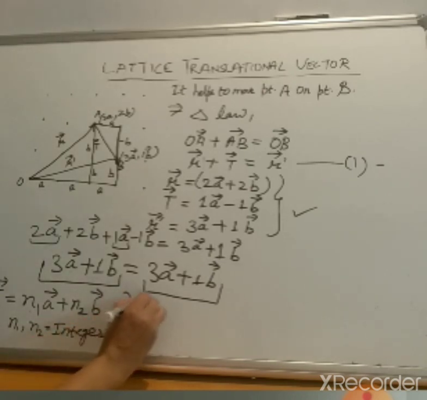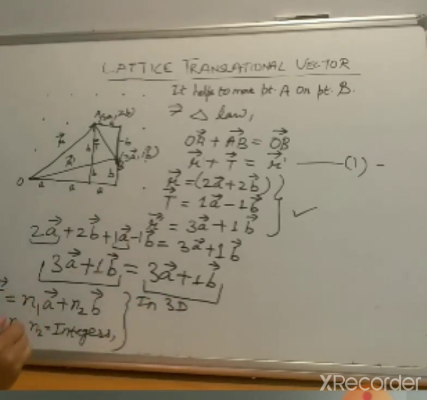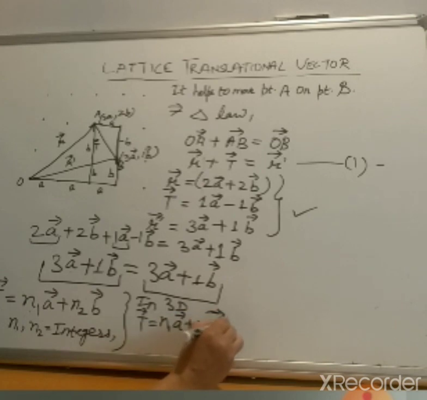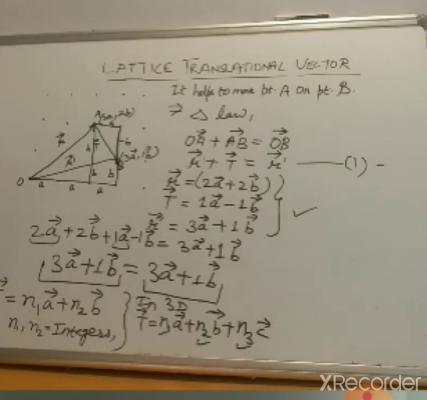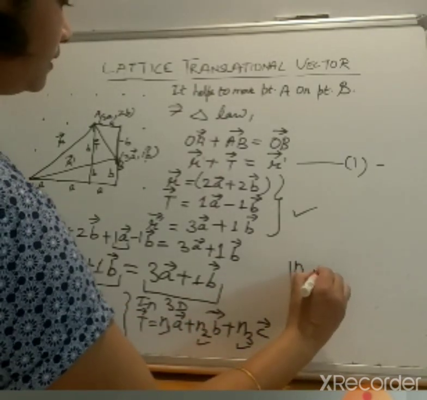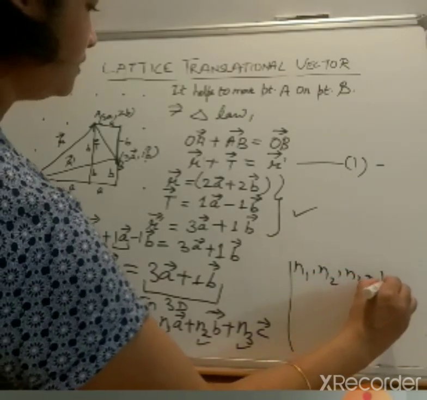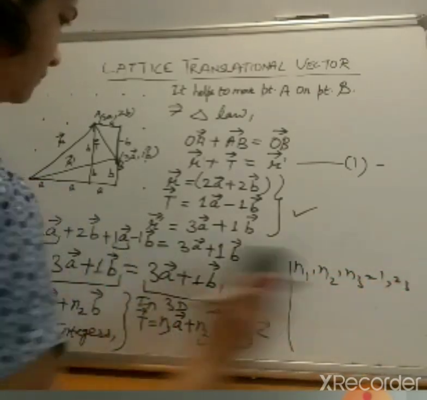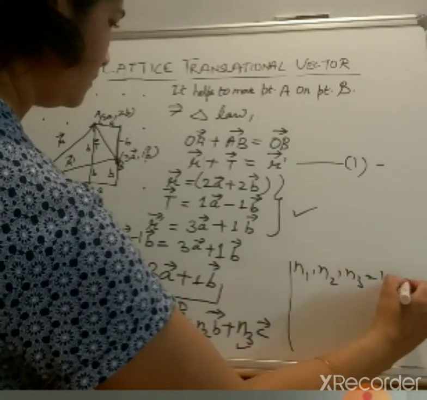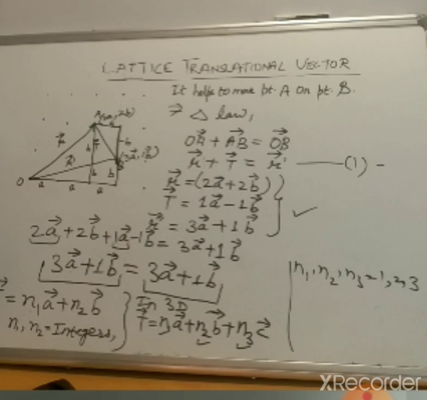In 3D form, the generalized equation for translational vector will be n1 a vector plus n2 b vector plus n3 c vector, again where n1, n2, n3 are integral multiples whose values will be 1, 2, 3 like this. So this is what the lattice translational vector is.